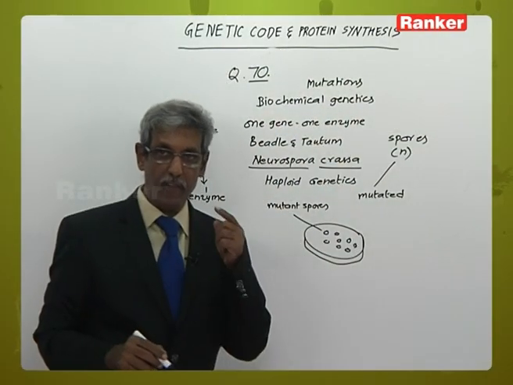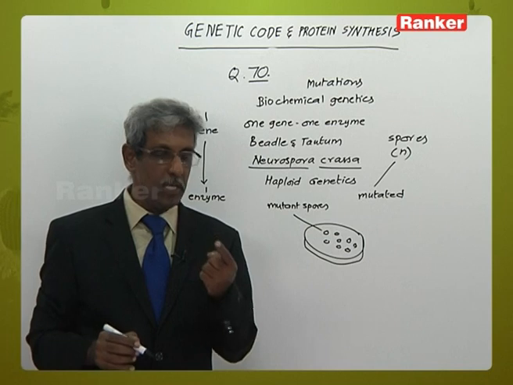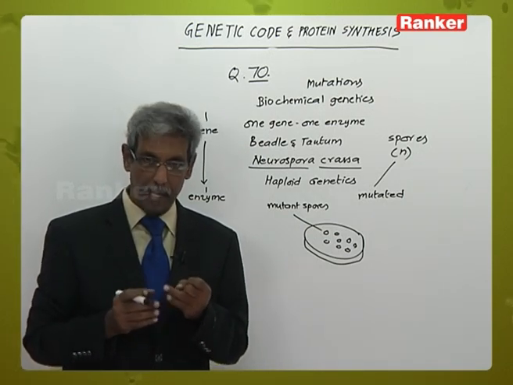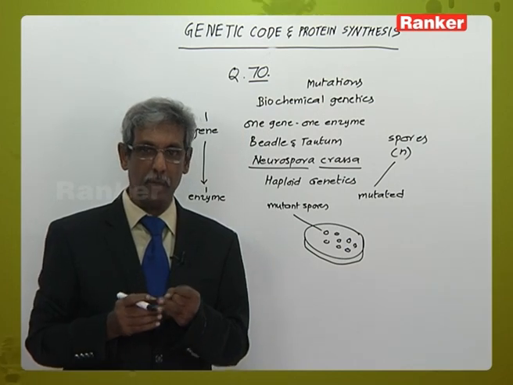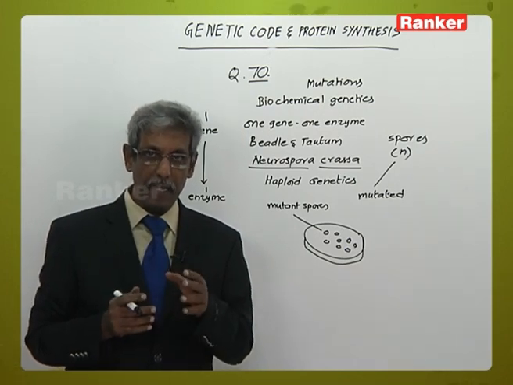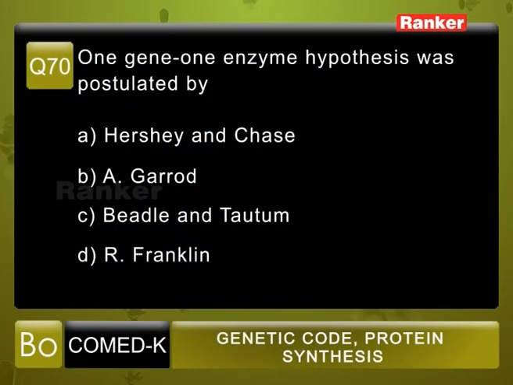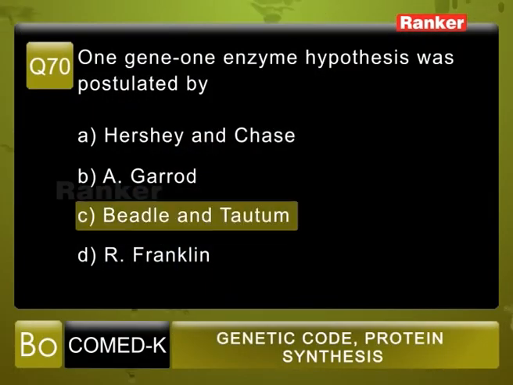Whereas if you take choice A, Hershey and Chase gave the first direct evidence that DNA is genetic material. Gerard is involved with relation to study of blood groups, and Franklin is associated with X-ray diffraction crystallization of the DNA. The correct answer is Beadle and Tatum, that is answer C.